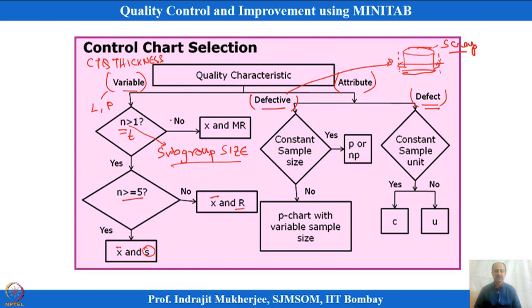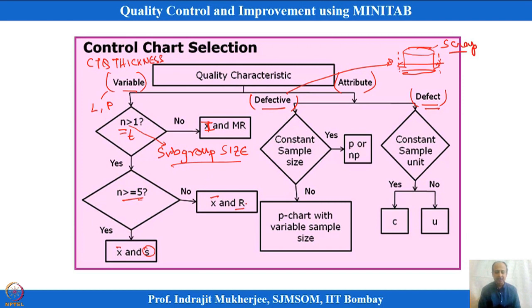So, in that case it is unnecessary to take more number of samples like that. If that is the scenario, what we do is plot an individual moving range chart, which can be written as IMR. Or, if more than one sample can be gathered, we know that there will be sample to sample variation, so we can take about 5 samples.